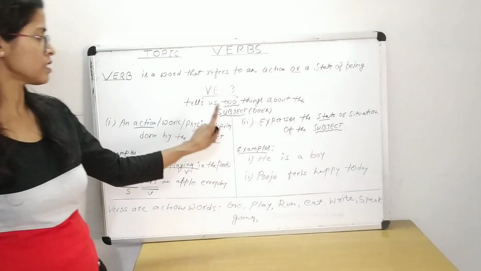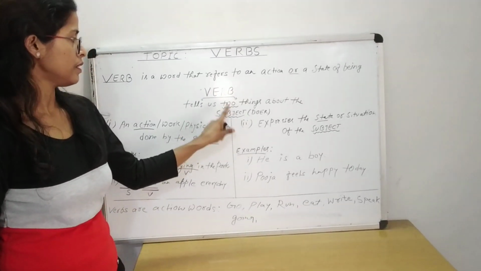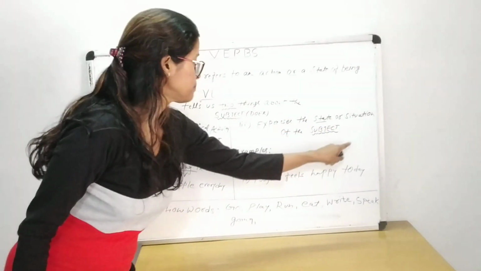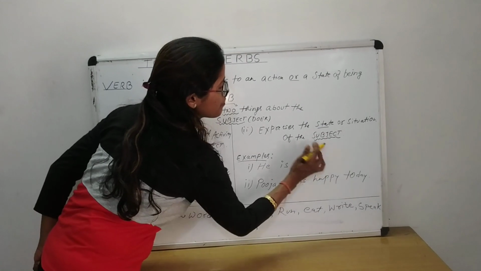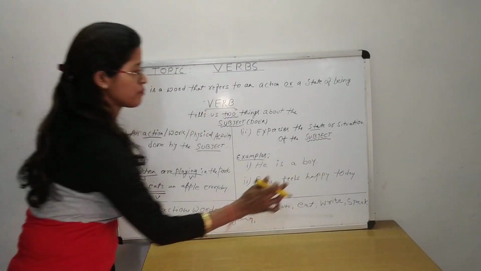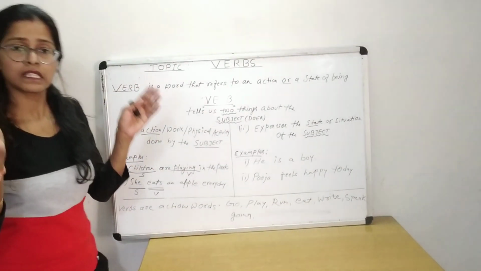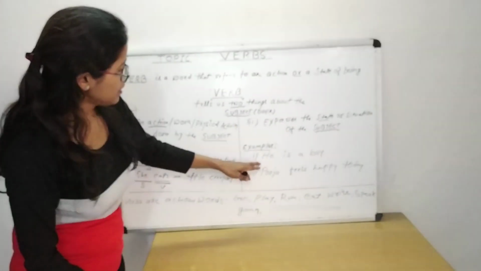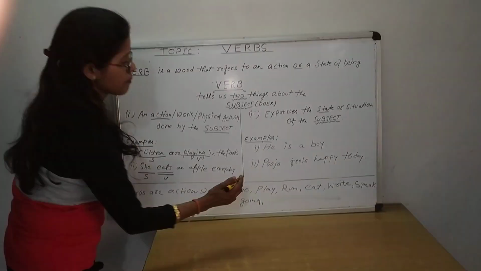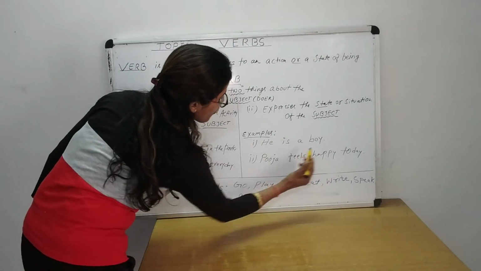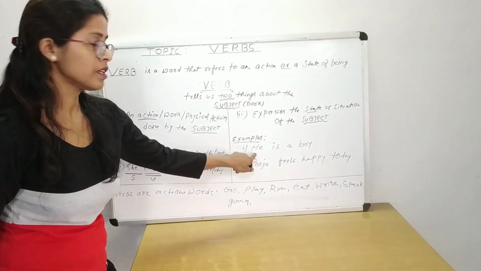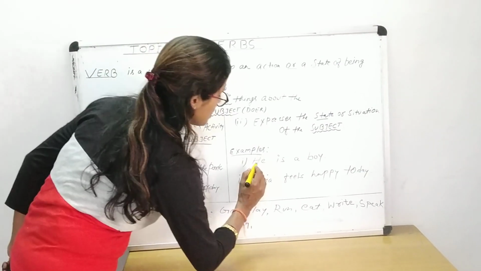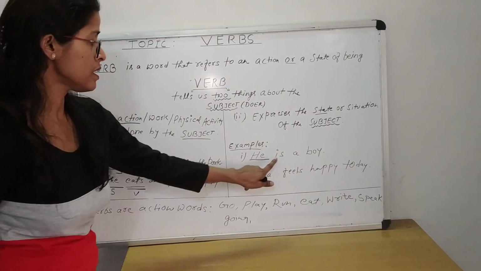Now, look at the second aspect. As I told you earlier, a verb always expresses the state of a subject or the situation of the subject. It tells you about the state of the subject, how the subject is feeling. Let's understand this with an example. Example: he is a boy. What is the subject here? Obviously, he is the subject, and he is a boy.